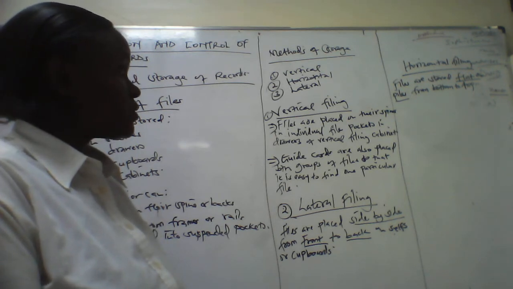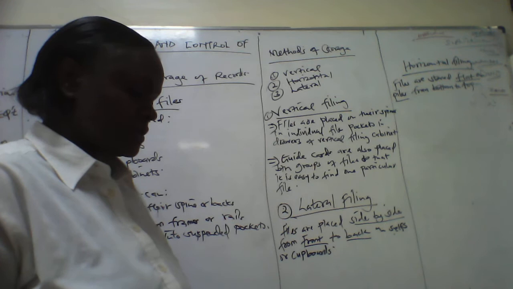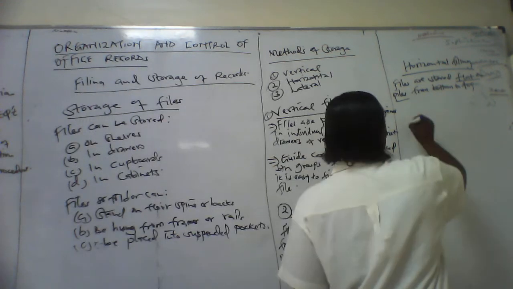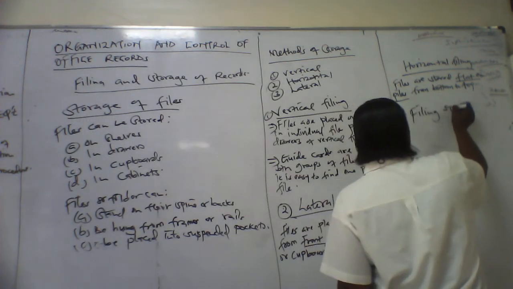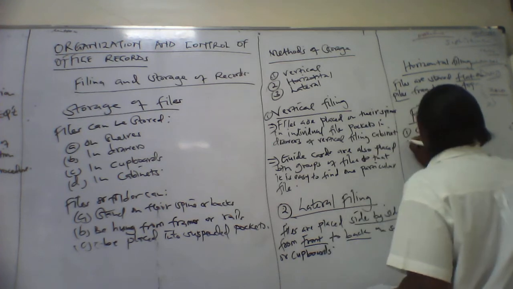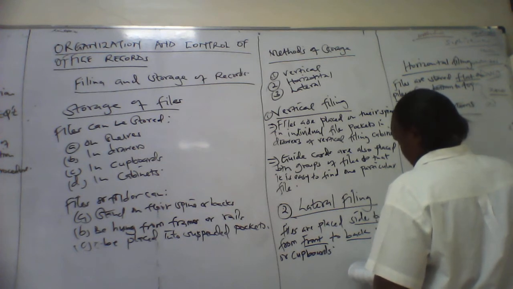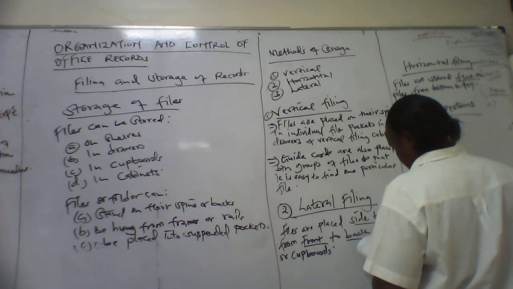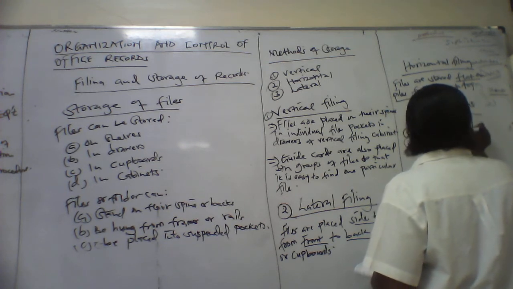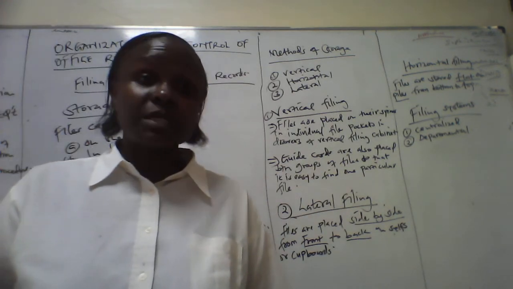These files can be stored either centrally or each department can store their files. Those ones we call them filing systems. So we have only two systems of filing. We have the centralized and we have the departmental filing.